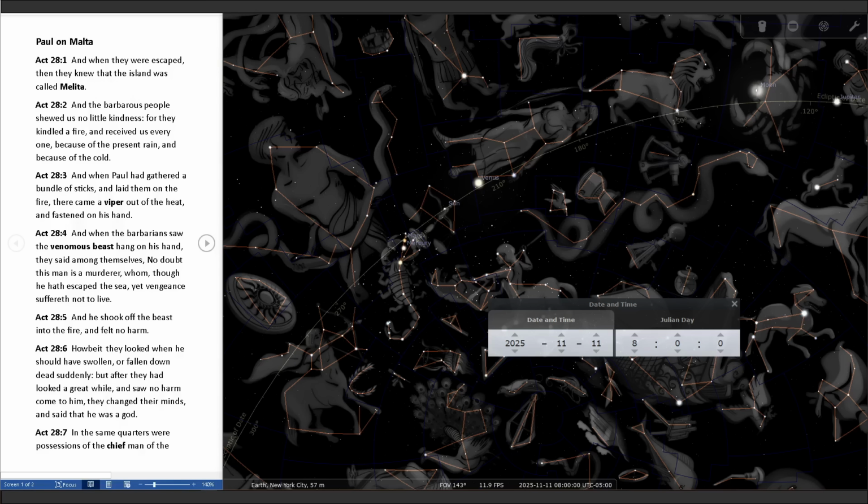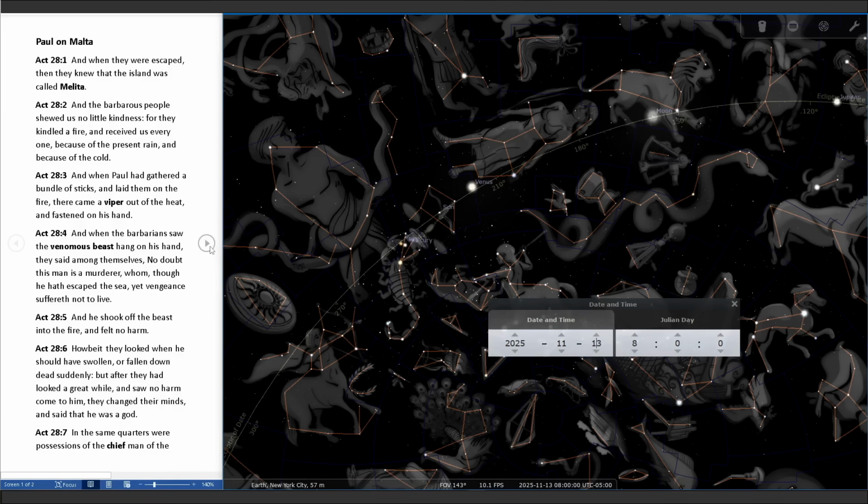So after landing on Malta, Paul gets bit by a snake. And we see right below the honeybee constellation is Hydra, the serpent constellation. And then Paul meets Publius, the chief man of the island, and Publius represents the star Regulus in Leo, because Regulus means chief. So let's move the moon forward from Cancer to Regulus. And it's around, I guess, November 13th.